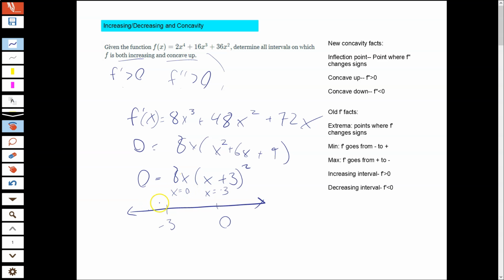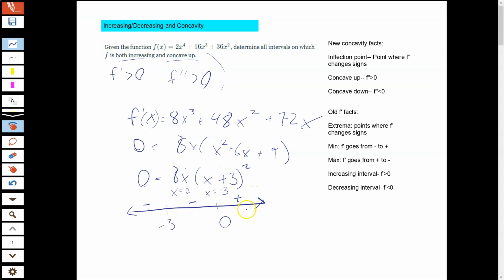So -4, if I plug that in. Remember, this factor is always going to be positive. So I'm going to get a positive times a negative is a negative. Say -1. I'll plug that in here. I'm going to get a negative times a positive, which is a negative. And then over here, we'll plug in a positive 1. I'm going to get a positive times a positive, which is a positive.